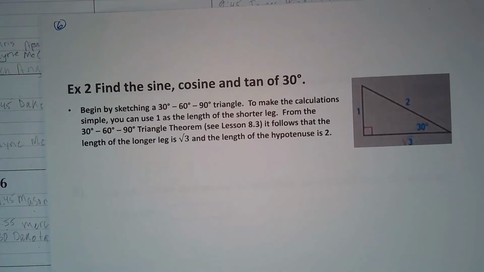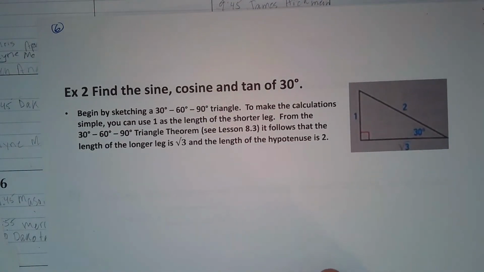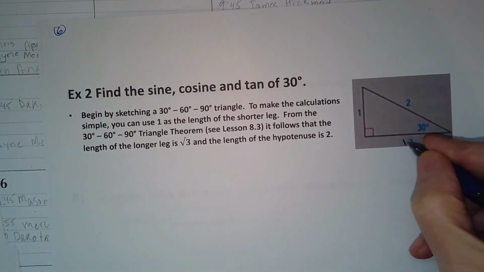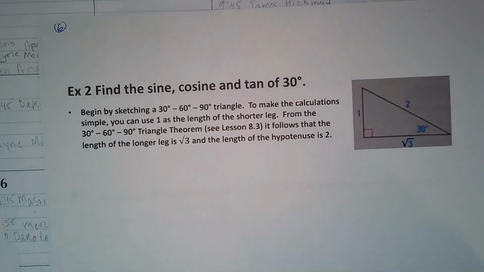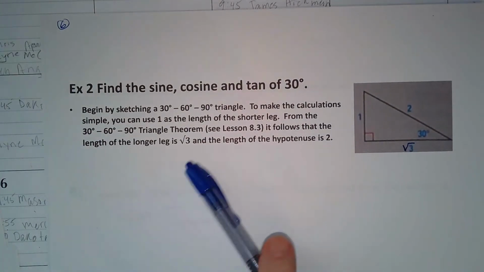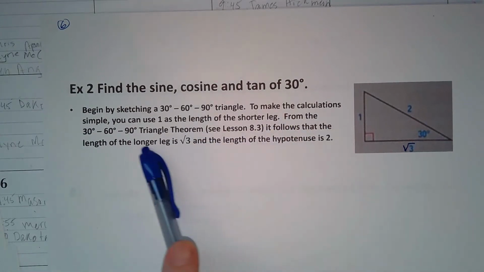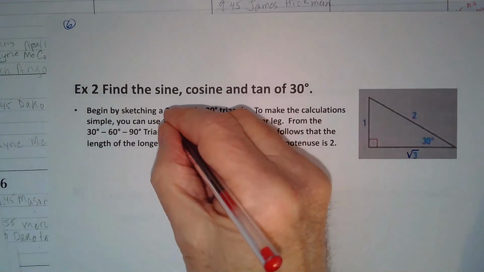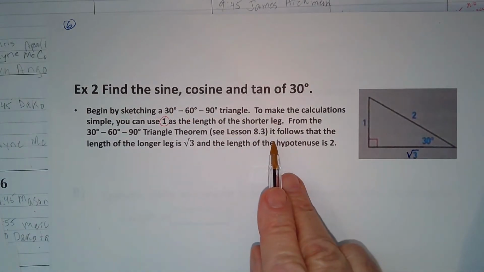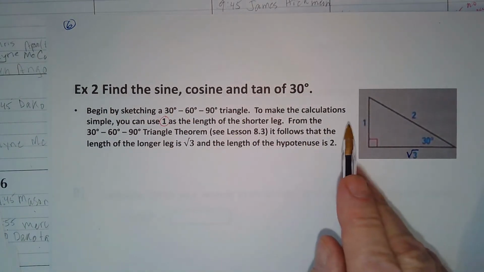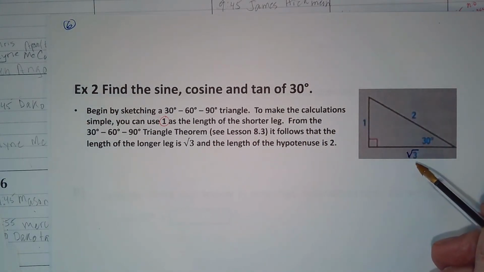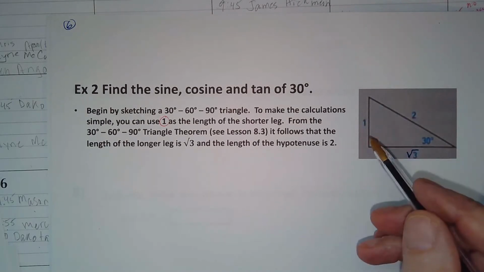So we start out by sketching a 30, 60, 90 degree triangle. Here it is over here. And let me just darken this. These radicals are kind of hard to see. Again, to make our calculations simple, we want to use 1 as the length of the shorter leg. You're going to be doing this in IXL unless they give you a picture that gives you different values for x.